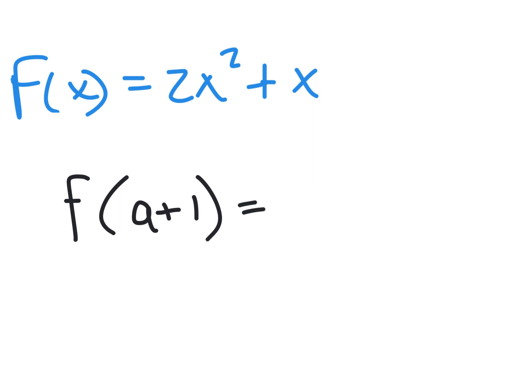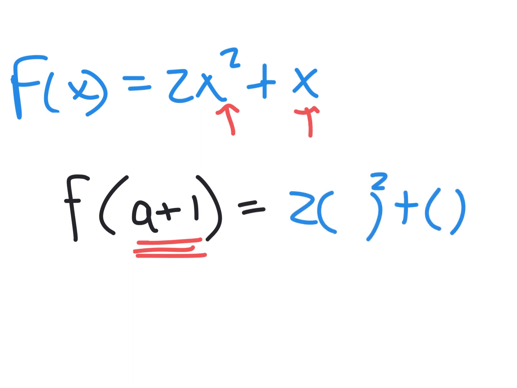So this is the x value. They told you x is a plus 1. So you put it there and there. So my answer would be 2 empty parentheses squared plus empty parentheses. That's just me copying this down. And then I stick in a plus 1.